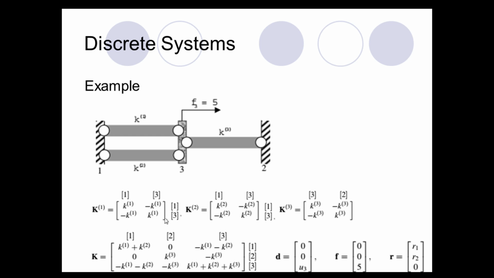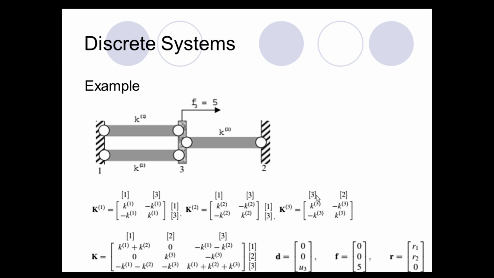So 3 3. Okay, we have k1. 3 3, we have k2. 3 3, we have k3. You see? So as a result, we have k1 plus k2 plus k3, because these are the values associated with the node 3, the 3 3 terms. Okay, so let's continue further.